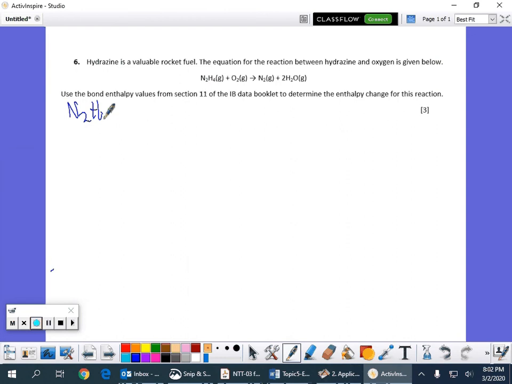So we've got N2H4. First thing that we're going to do with the Lewis structure is we're going to find the total number of valence electrons. So nitrogen has 5 valence electrons for each nitrogen atom, and we have 2 of those. So that's going to give us 10 valence electrons. Our hydrogens each have 1, and we have 4 hydrogens, so that's going to give us 4, for a grand total of 14 valence electrons.